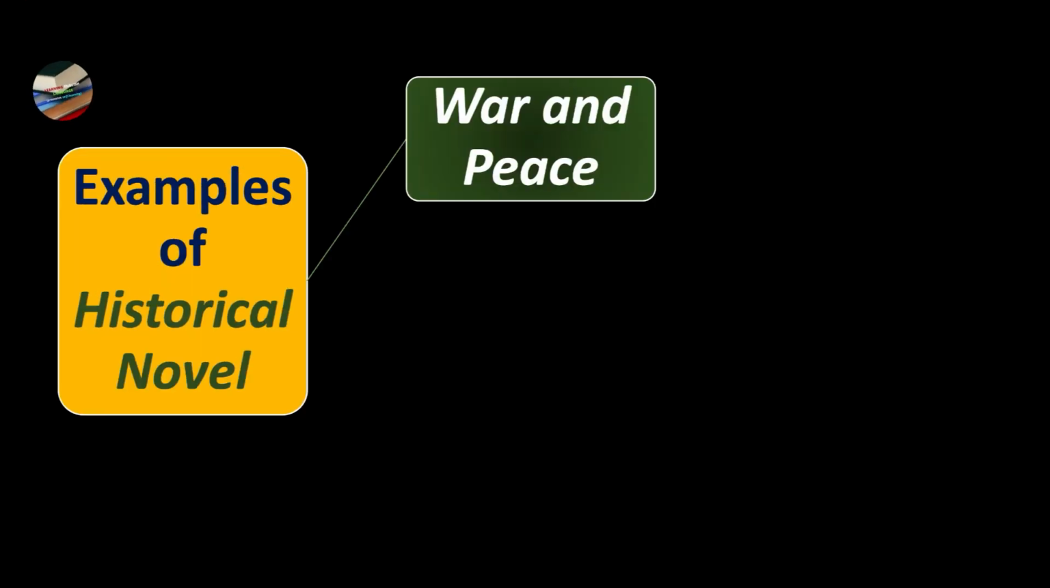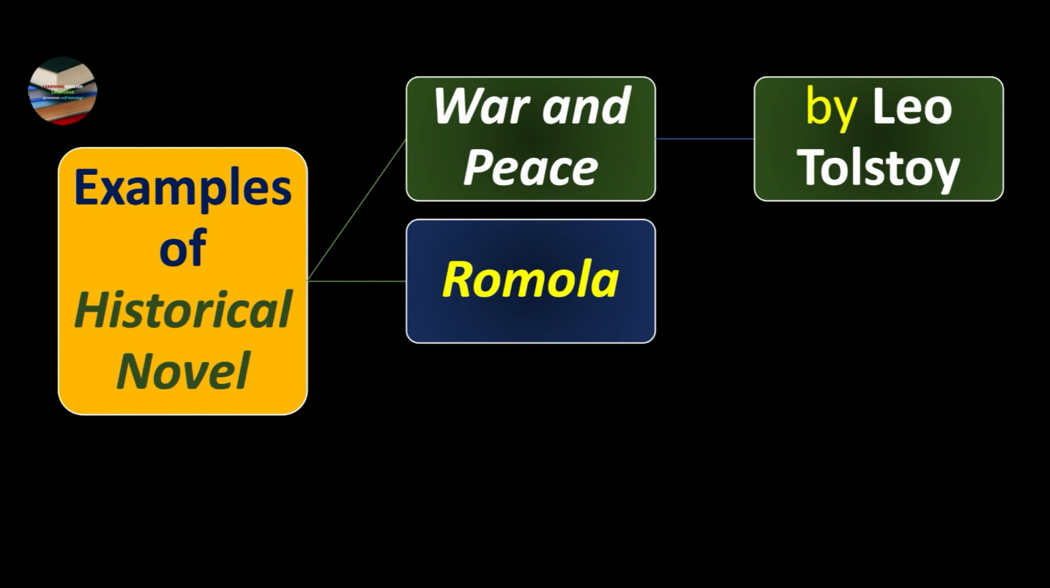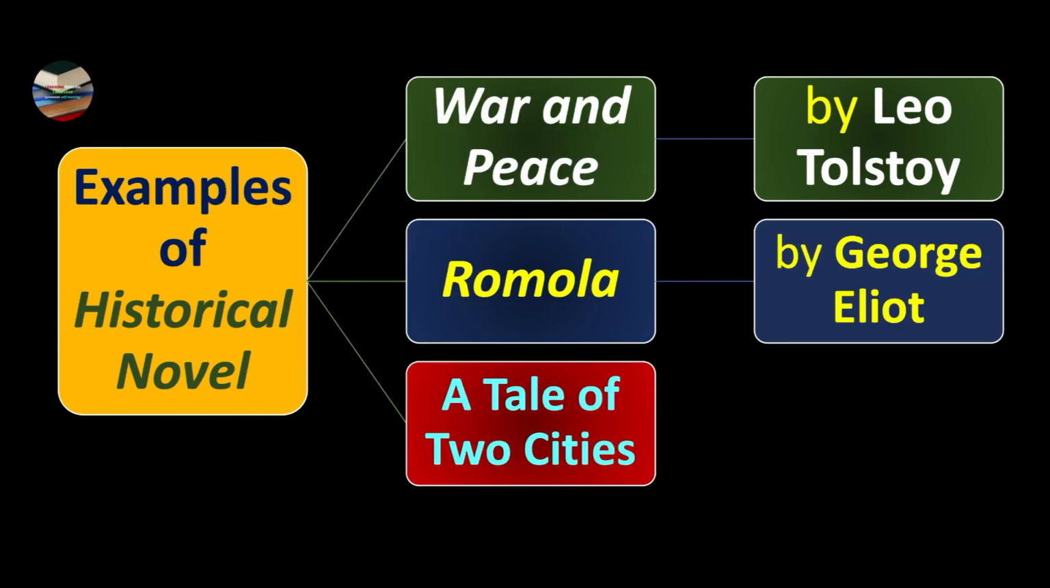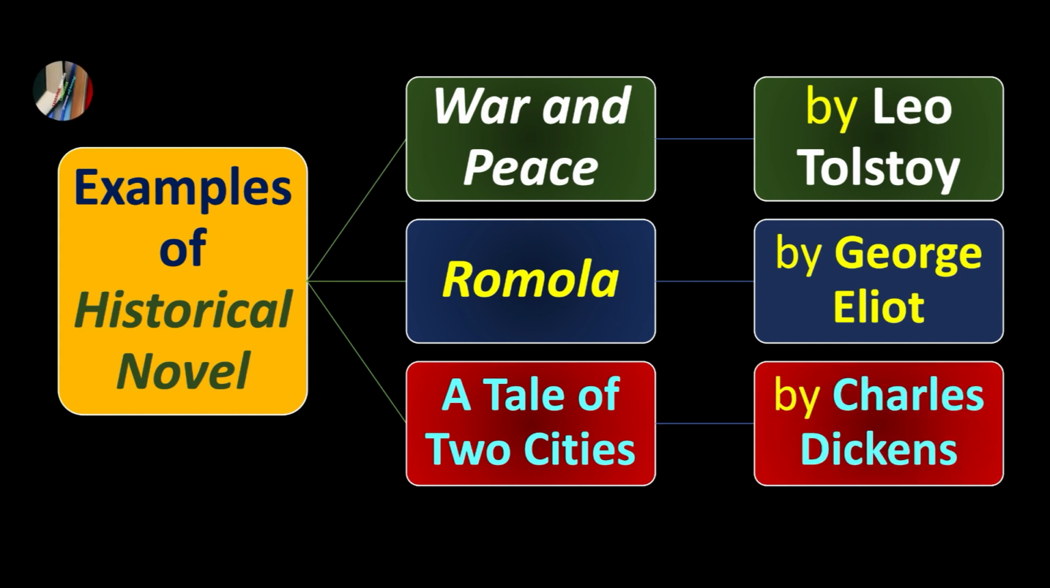Now we have examples of historical novel. The most famous example of historical novel is War and Peace by Leo Tolstoy. Then we have Romola by George Eliot. The third one is A Tale of Two Cities by Charles Dickens. Here I have just enumerated three of the most famous examples of historical novel. There are many.